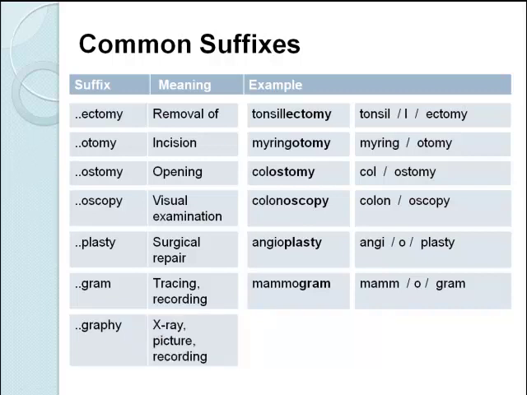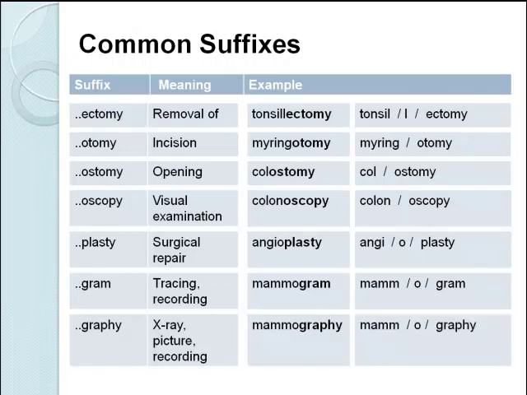Graphy means X-ray or picture or recording. So the terms gram and graphy are very interchangeable. So mammography, let's break it down. Mammography. So graphy is our X-ray, the O is a connecting vowel, and mam is breast. So it's an X-ray of the breast. So you can see how mammogram and mammography are very interchangeable. You can't have one without having the other.